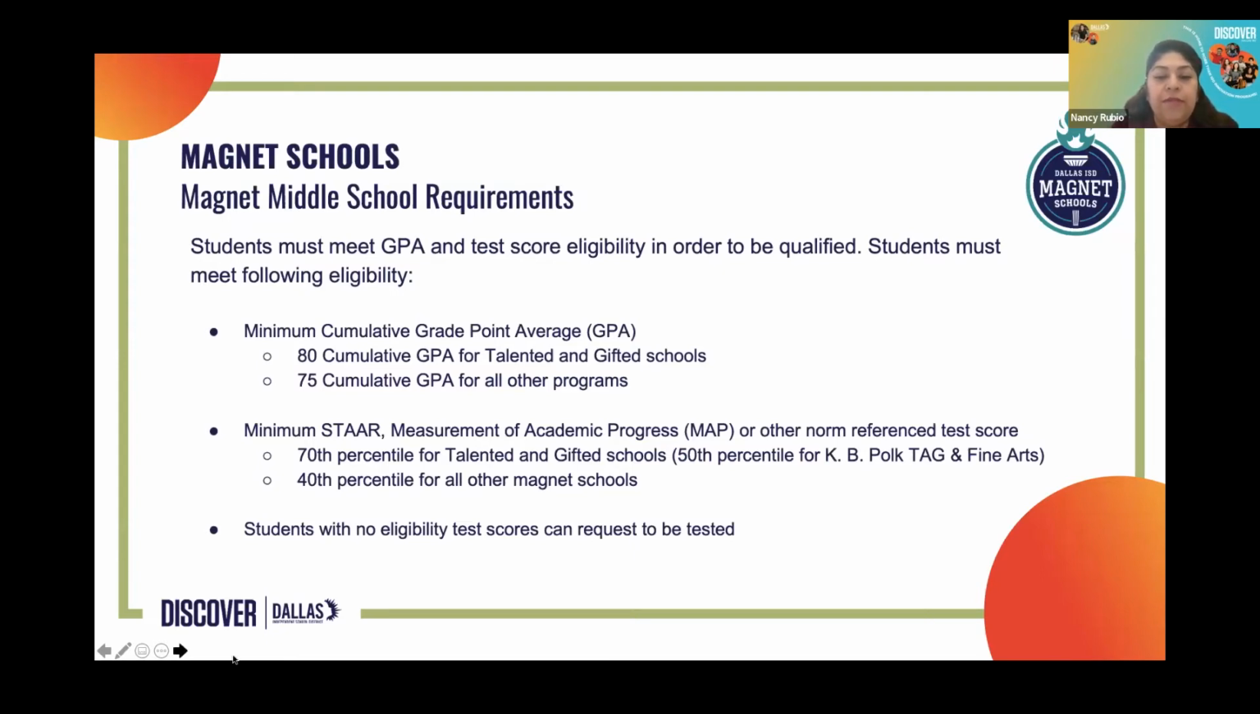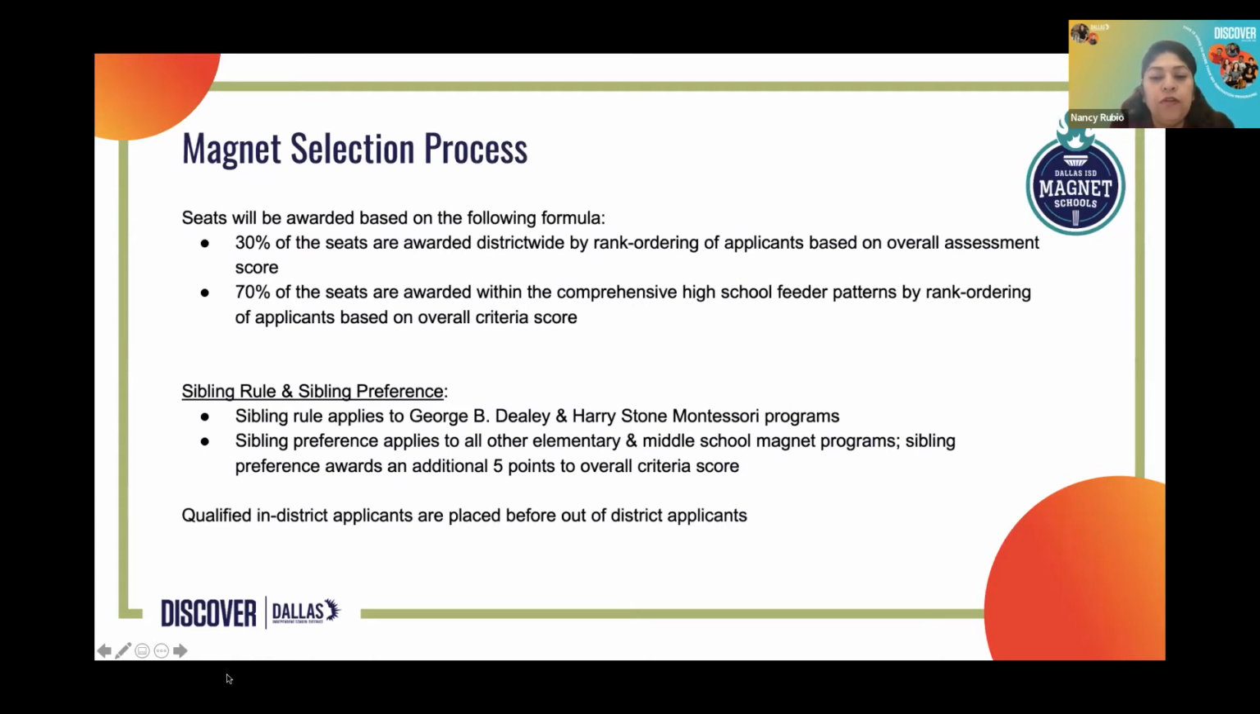Next slide, please. So all students who meet the eligibility that I just went through will move on to the campus assessment and then into our selection process. With the selection process, 30% of those seats are awarded to in-district students who score the highest on the school assessment. And the remaining 70% of the seats are divided up among the district's high school feeder patterns.